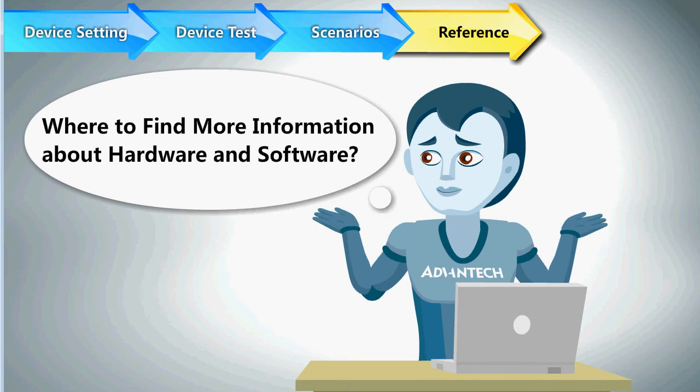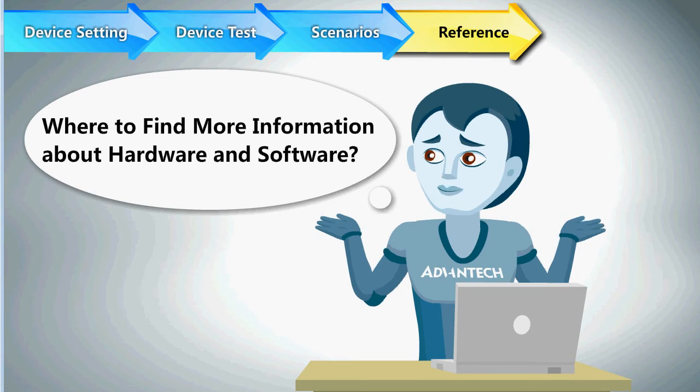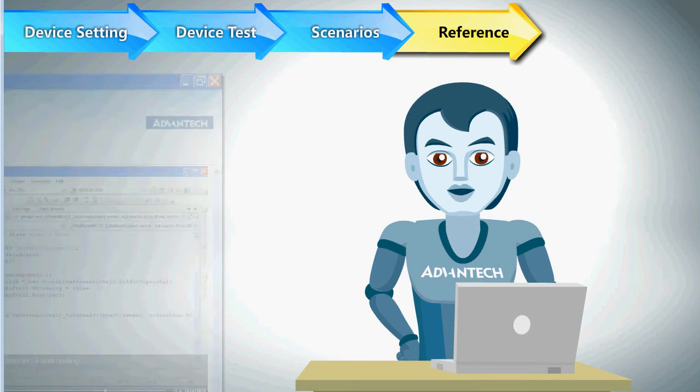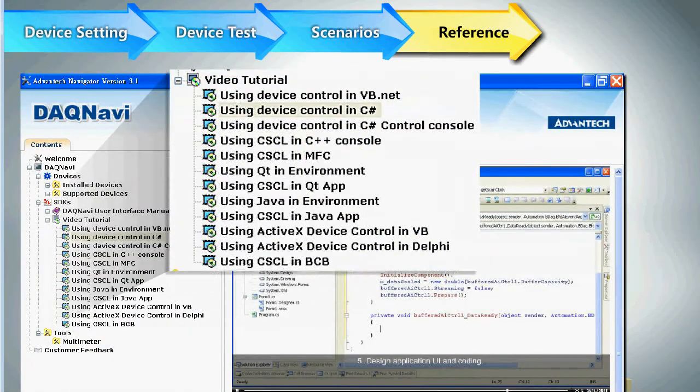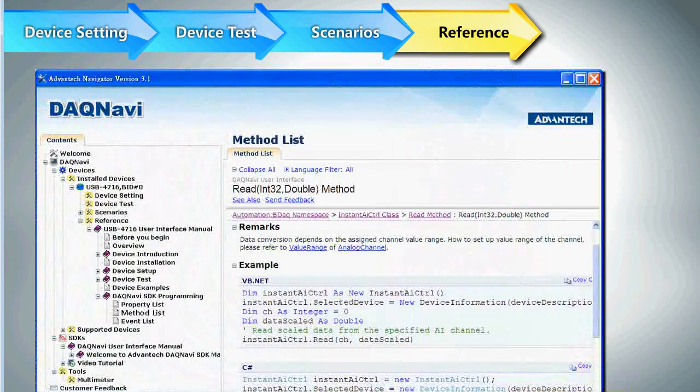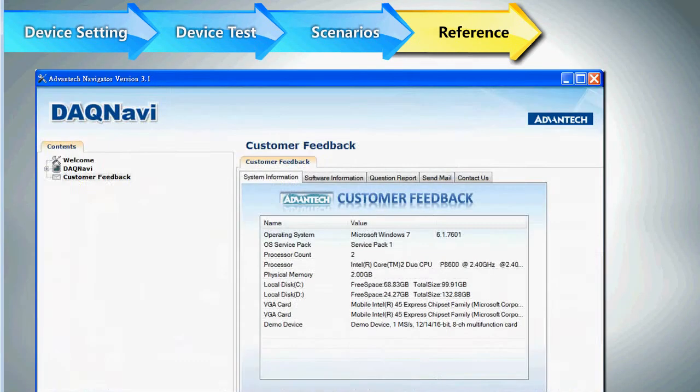Advantech Navigator also provides more information about hardware and software for programmers to reference. For example, there are several tutorial videos showing you how to start creating a project step by step under different programming languages. This is especially helpful if you're new to using Advantech hardware. You can also see many programming guides in Navigator, including explanations about all available libraries, such as property, event, and method.